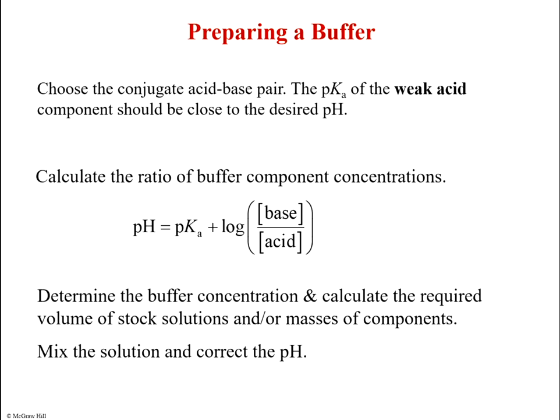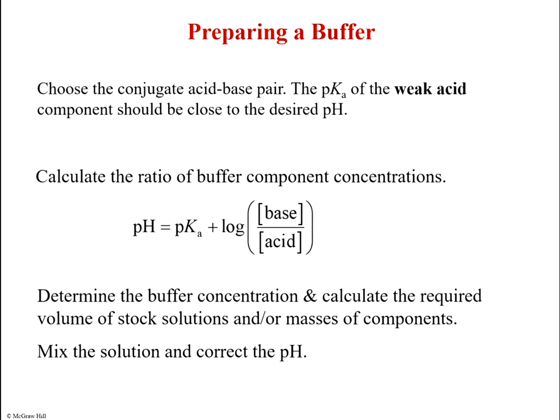Now, how do we prepare a buffer? This is important. So if you're in a health sciences lab or a biomedical lab, you'll often want to make a buffer. And we do this very regularly in chemistry, chemical biology, and biochemistry labs. The first thing we have to do is to choose the conjugate acid-base pair that we're going to use for our buffer. The pKa of the weak acid should be as close as possible to the desired pH that we want to maintain.